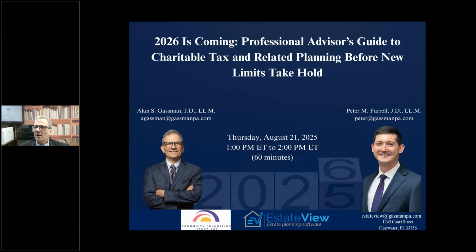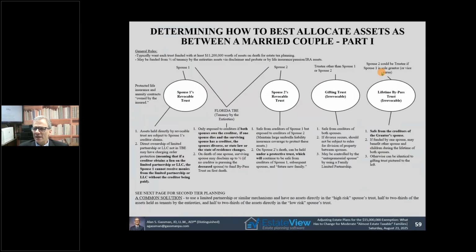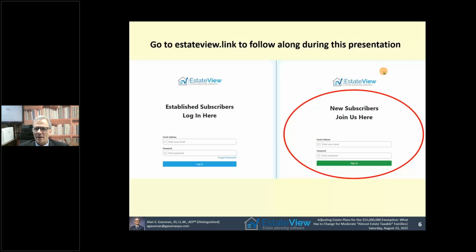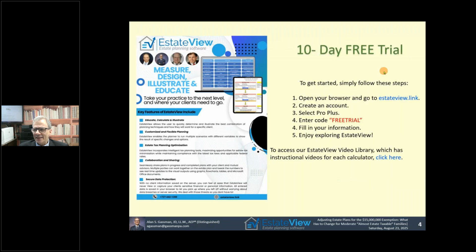So we're going to now switch over to the EstateView software. And as I said before, you might even want to get onto EstateView while I'm on it here. You would just put EstateView.link in your browser and then go to create a new account. It only asks you for your email address, select Pro Plus, and then put in free trial. That's one word. And then you'll be on EstateView.